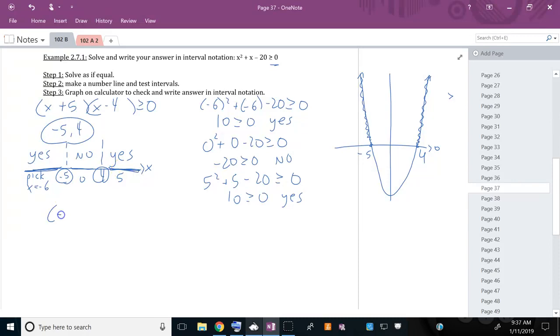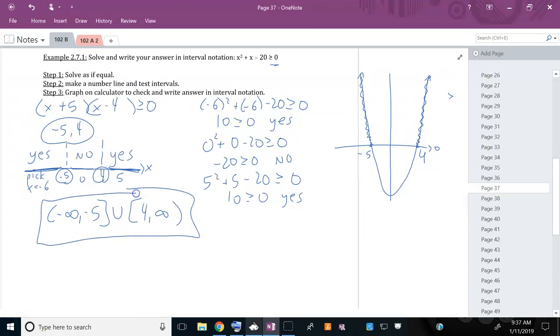So my answer is negative infinity, comma negative 5. Remember that little u for or we use when we have two intervals. And then 4, comma, infinity. I've got brackets at the numbers because of the or equal to.